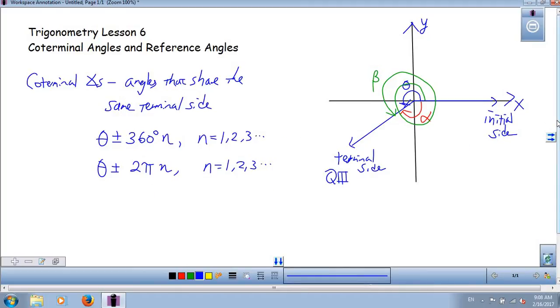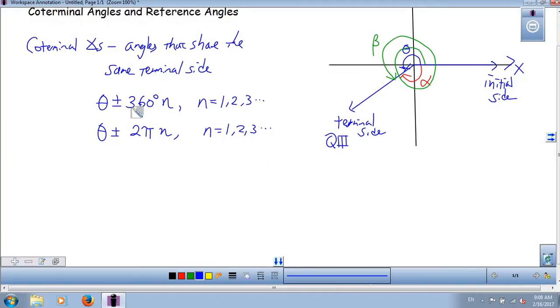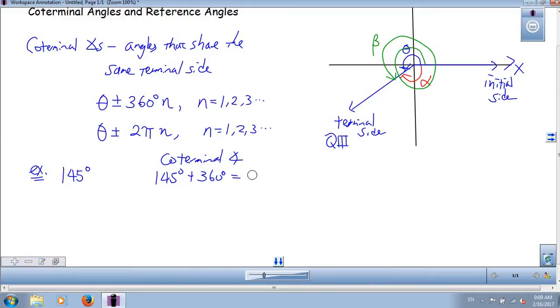So this is how we can find our coterminal angles: by adding or subtracting 360 degrees, or adding and subtracting 2 pi. But it's not just 360, it can be a multiple of 360. So let's take a look at our example here. Let's say we have 145 degrees, and we want to find the coterminal angle for 145 degrees. So to find the coterminal angles, I simply can add 360 degrees. So if I add 360, I will end up with, actually, it's going to be 505 degrees.